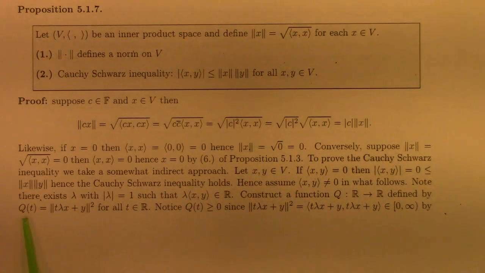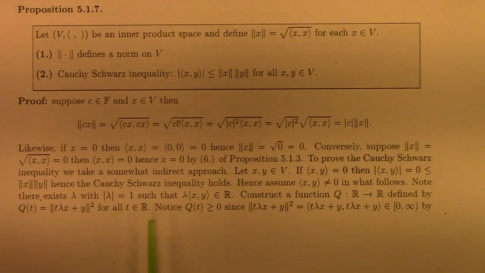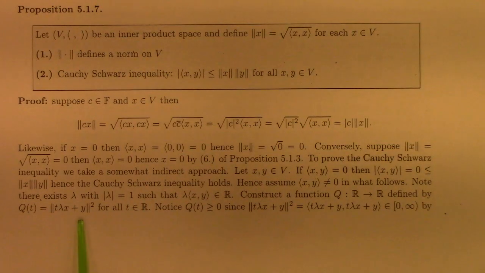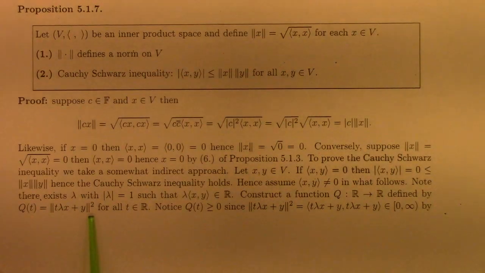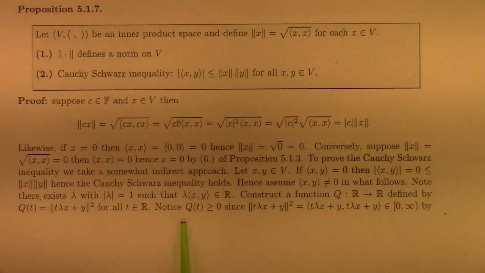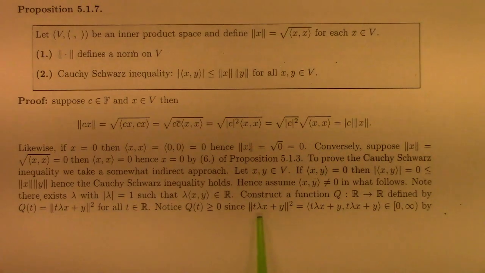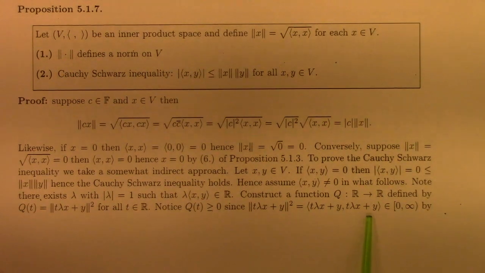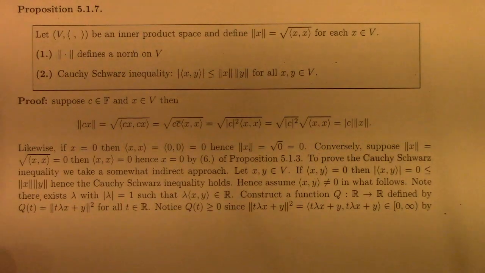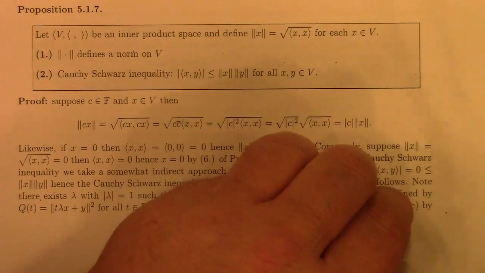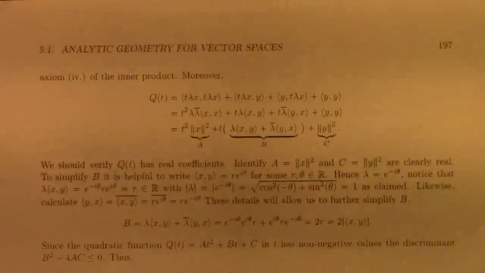So in view of that, we defined this q of t by the norm of t lambda x plus y quantity squared, right? Because q of t is non-negative by construction, it follows that if we were to calculate the inner product of t lambda x plus y with t lambda x plus y, that's just this by definition, and that has to be a non-negative real number. And that is pretty much all we need.